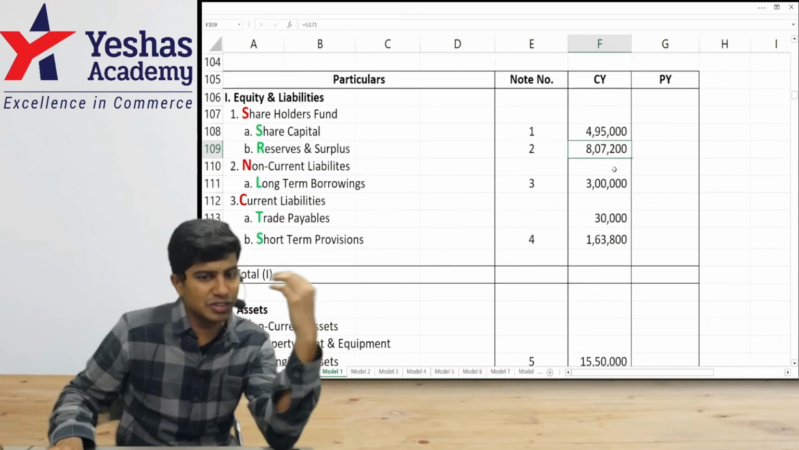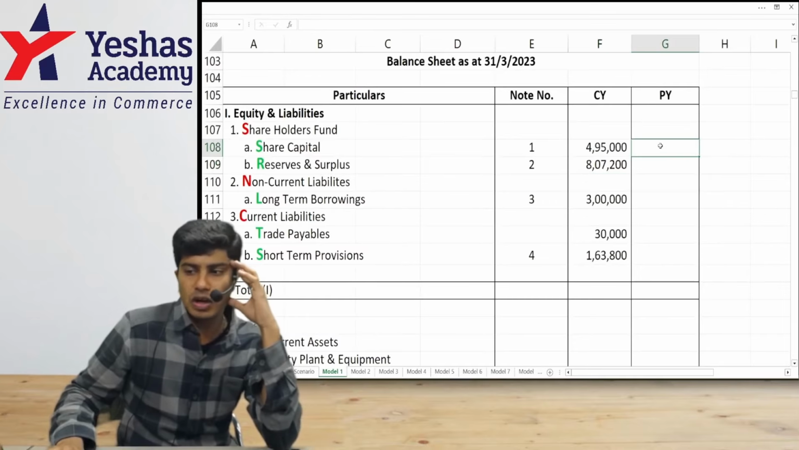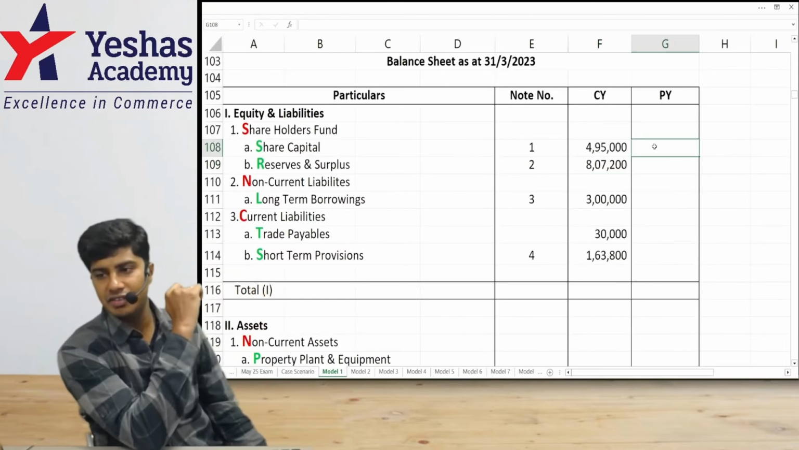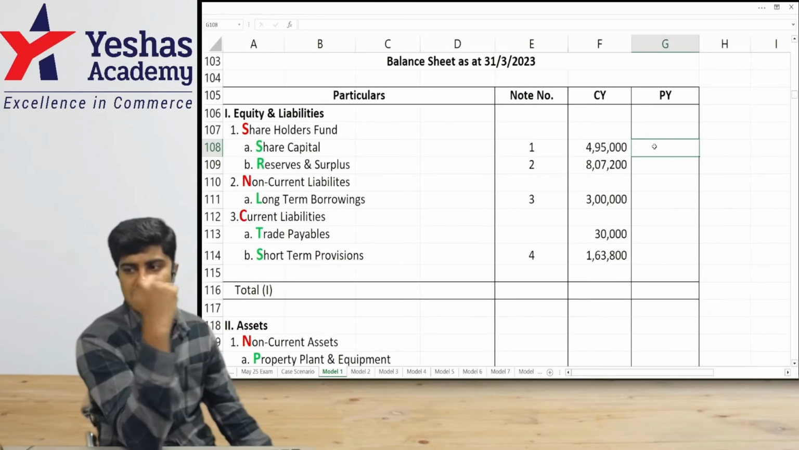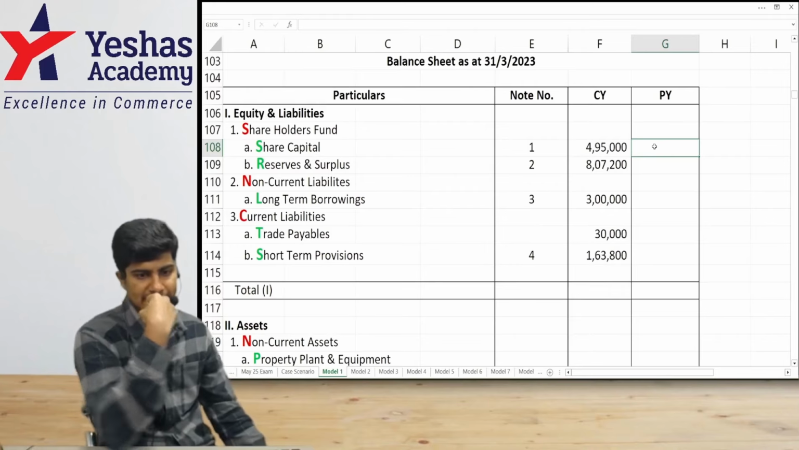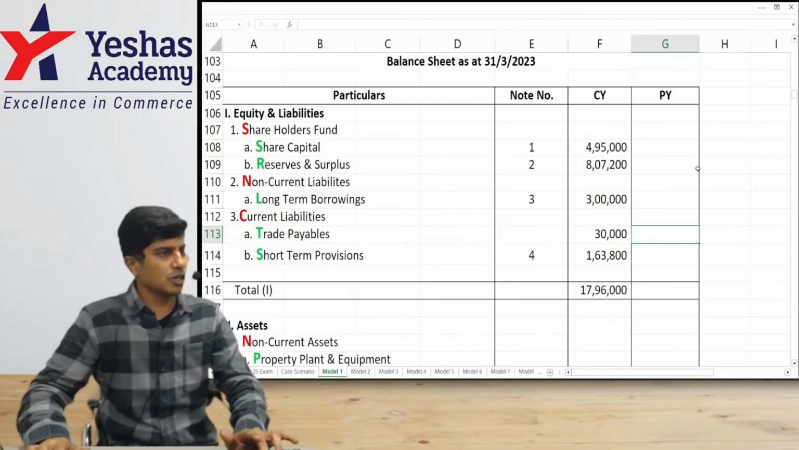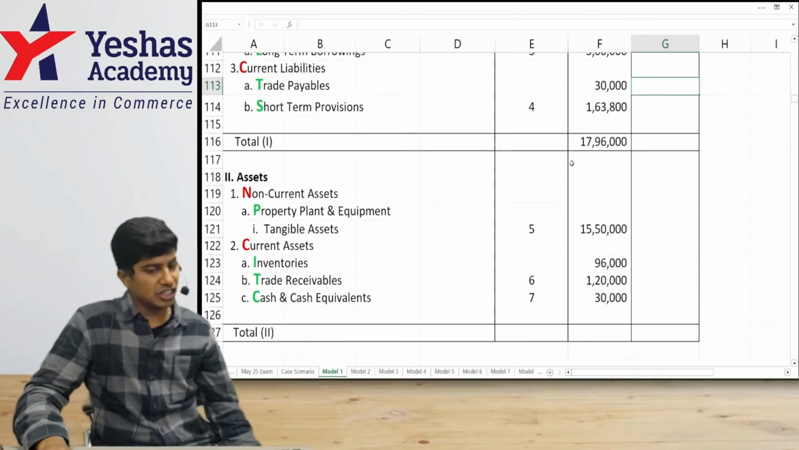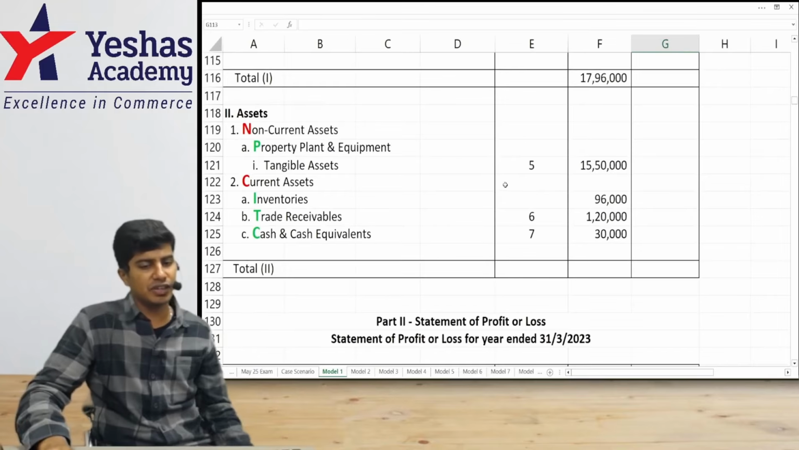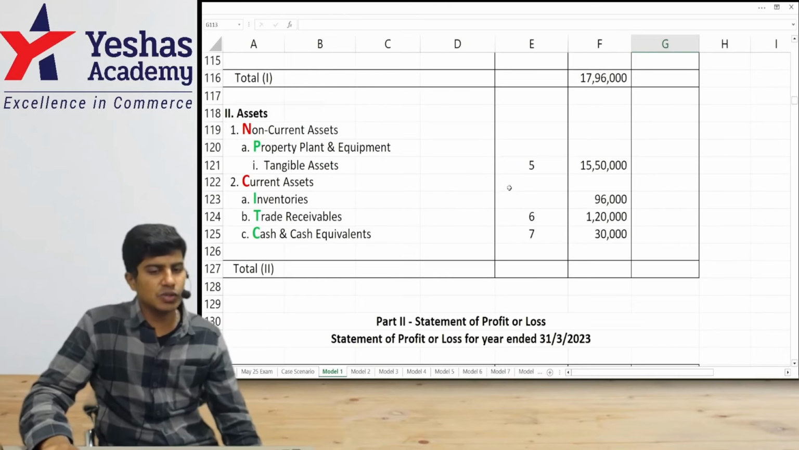Got it? Now take the total on the liability side. 4 lakh 95,000 plus 8 lakh 7,200 plus 3 lakh plus 30,000 plus 1 lakh 63,800. 17 lakh 96,000 is the total on the liability side. Check the same total on the asset side. 1550 plus 96,000 plus 1 lakh 20 plus 30.